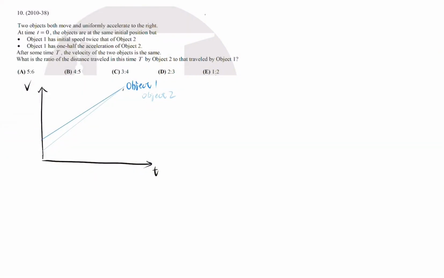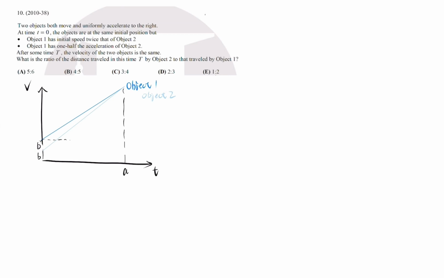Now, after a period of time, they reach the same velocity. Let's call this time A. Since object 1 has twice the initial speed of object 2, here would be twice the distance as here. Which means that the distance here is equal to the distance here. Now let's erase this and use B to represent this. So if here is B, this distance here is also going to be B.